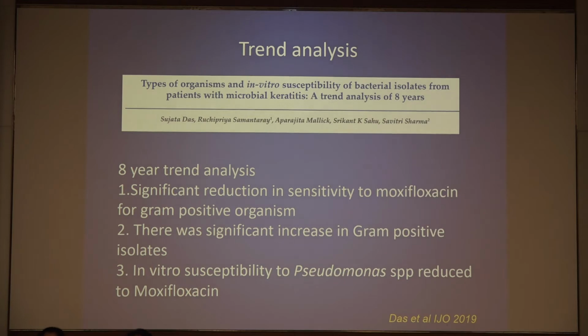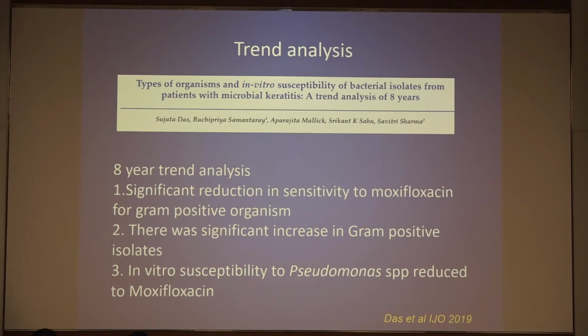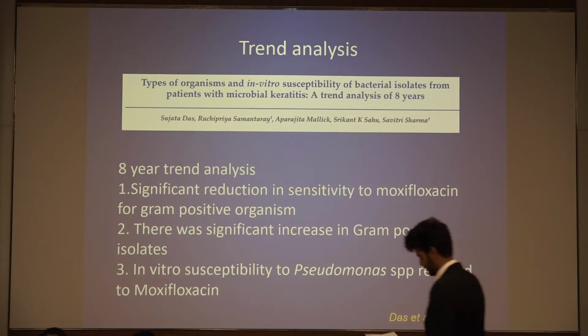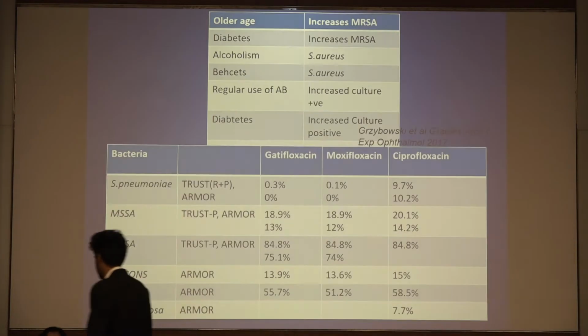In trend analysis, you always have to study if there is an increase in the incidence of one bacterial flora, you also see the incidence of resistance to the topical antibiotics, which are commonly fluoroquinolones. So this trend analysis of 8-year data showed that there was increasing incidence of moxifloxacin resistance in Pseudomonas, and the most common bacteria was a gram-positive.